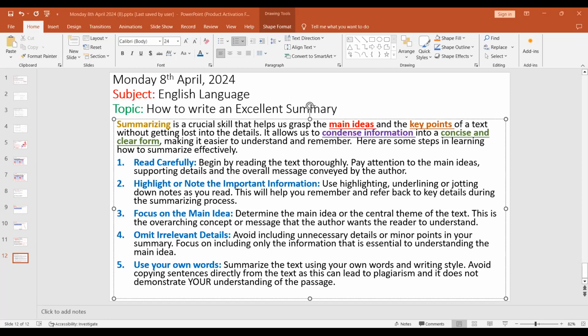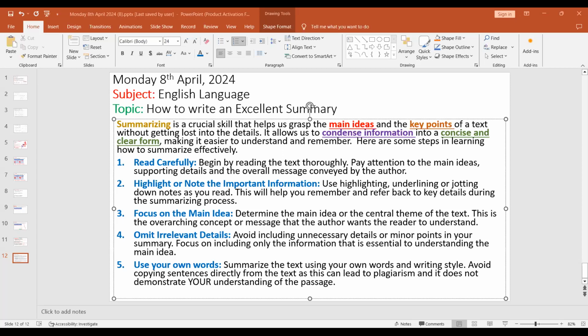Go ahead, Malik, can you read the third one? Yes, sir. The third on how to write an excellent summary is focus on the main idea. Determine the main idea or the central theme in the text. This is the overarching concept or message that the author wants the reader to understand.